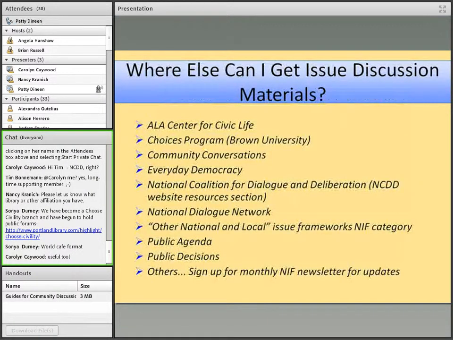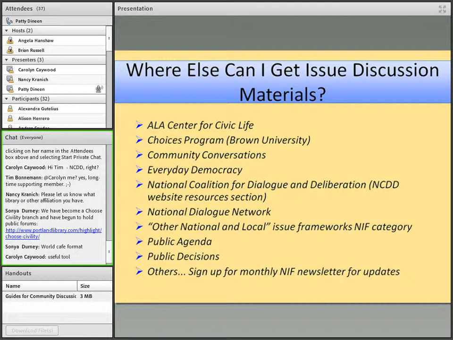So some of the other places that produce and make available issue discussion materials. The American Library Association Center for Civic Life has been very active in producing issue guides, and especially the issue book about privacy concerns is a really good and current topic. The Choices program at Brown University does a terrific job of framing some international issues and providing a lot of background material. They're mainly produced for high school level, but they could really be used by anybody who's interested in the topics. Community Conversations, Everyday Democracy, NCDD website in their resources section.